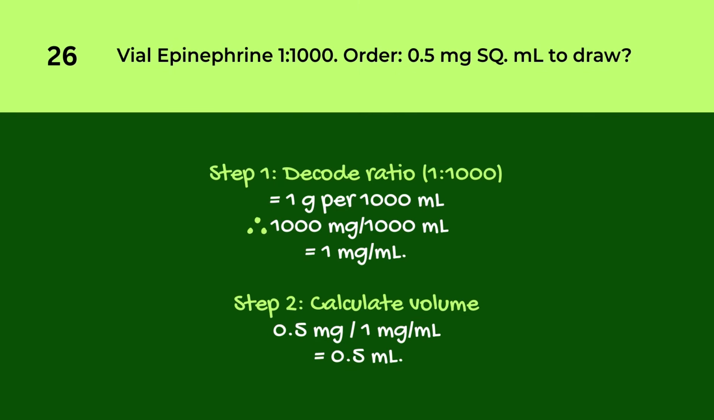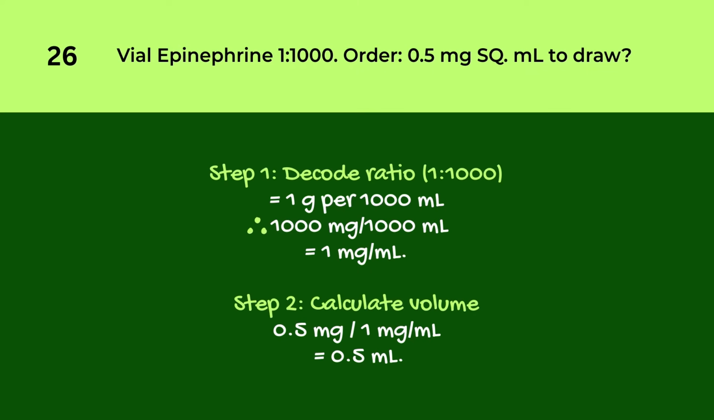The ratio 1 to 1000 means 1 gram in 1000 milliliters. We know that 1 gram equals 1000 milligrams. So we have 1000 milligrams in 1000 milliliters. If we simplify that fraction, it equals 1 milligram per milliliter. Now we just calculate the volume. We need a dose of 0.5 milligrams. Divided by the concentration of 1 milligram per milliliter, the answer is 0.5 milliliters. We have a volume of 0.5 milliliters.